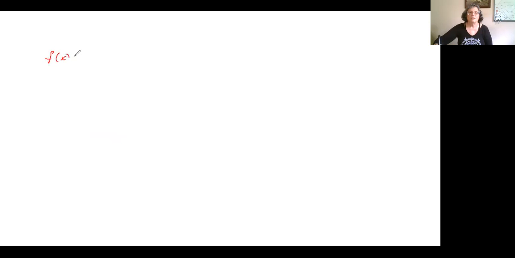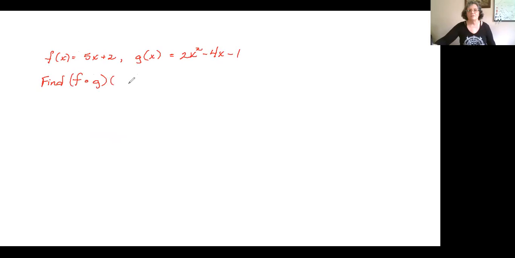What if we have f of x is 5x plus 2, g of x is 2x squared minus 4x minus 1, and we are asked to find f composed with g of not necessarily x. What if we have, I don't know, how about 3? To find f composed with g of 3, first of all, you want to rewrite it like this. That means f of g of 3.